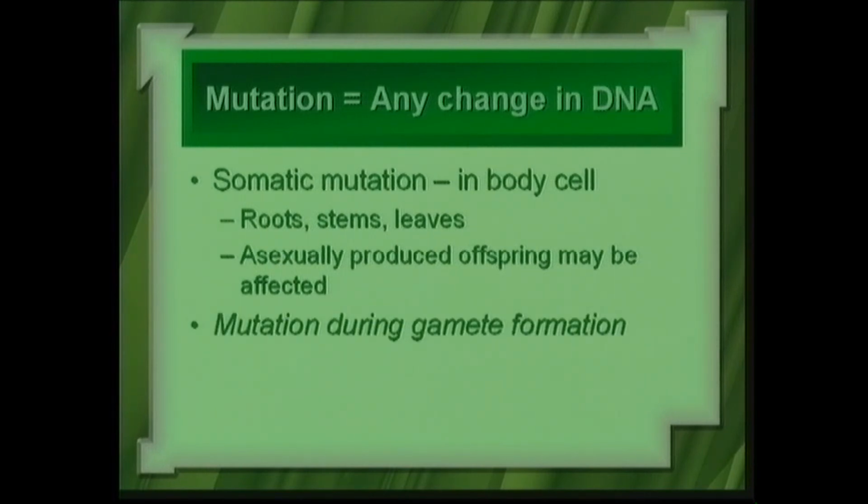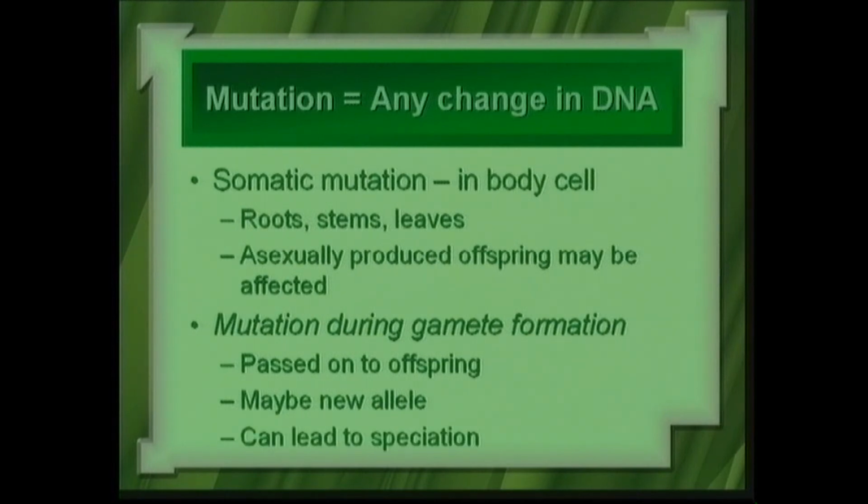Okay? Now sometimes when you have a mutation that's happening during gamete formation, you can also have this mutation being passed on to its offspring. And maybe you can have a new allele, okay, in a population. And the thing that's important about this is that mutation is pretty much the raw material for what we call evolution, or changes in organisms. So that's what you call speciation, when you have new species arising from old species.